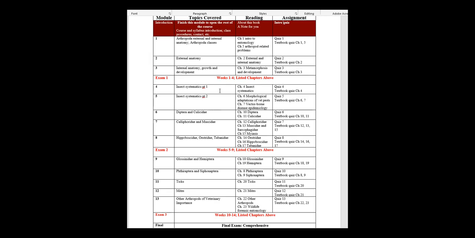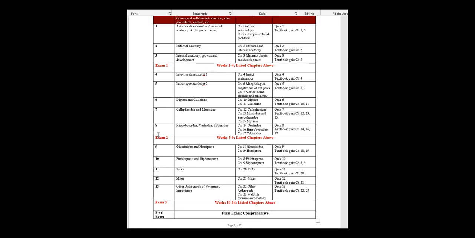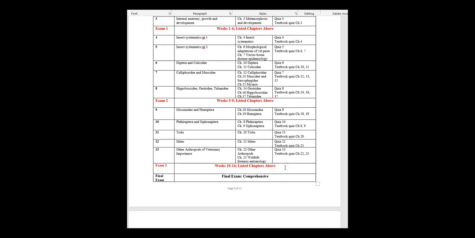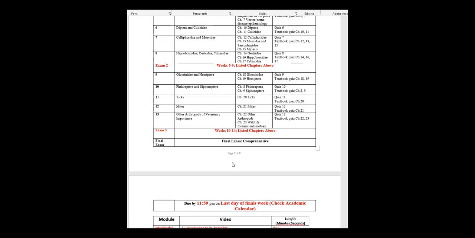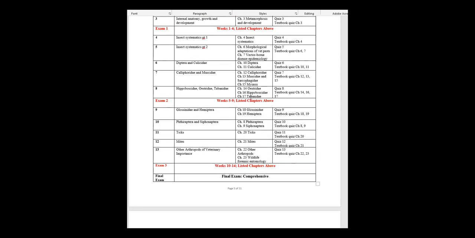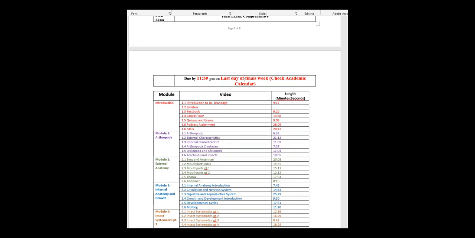Then you move on to insect systematics, Diptera, Culicidae, Muscidae, Hippoboscidae, Oestridae, and Tabanidae. Exam 2 only covers what we went over since exam 1. Then that third grouping of modules, you get into some more flies, some hemiptera, some lice and fleas, some ticks, some mites, and then some other arthropods of veterinary importance. You have your associated quizzes and textbook questions, and then your final midterm. Then your final exam covers everything you did this semester. It's all fill-in. So everything is due on the last day of finals week, and you can check the academic calendar to see exactly what day that is.